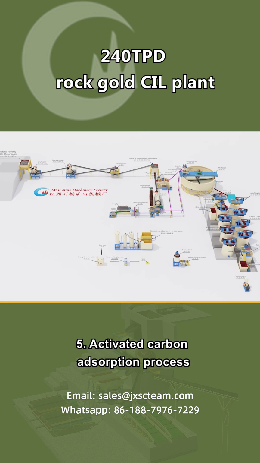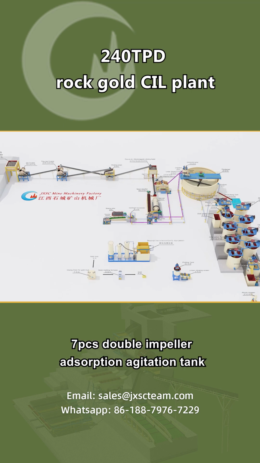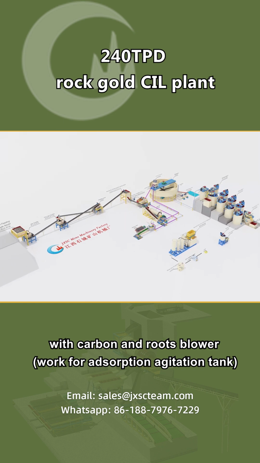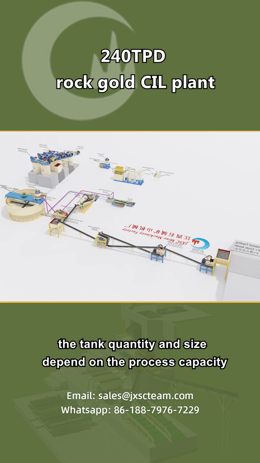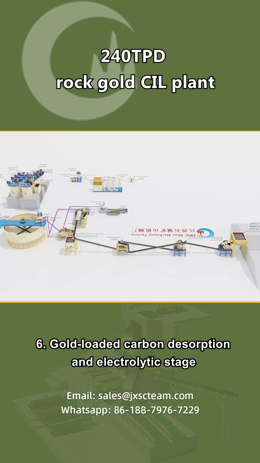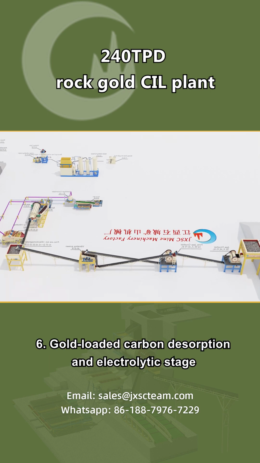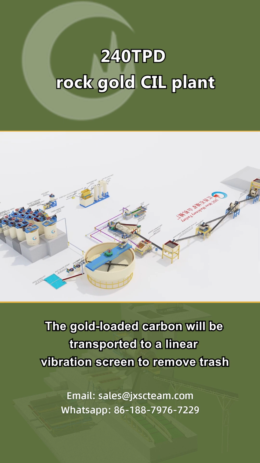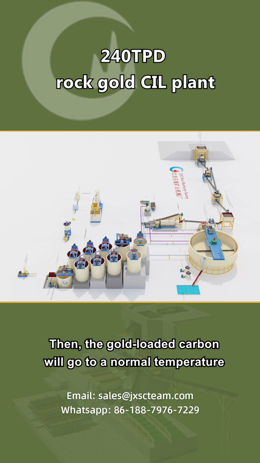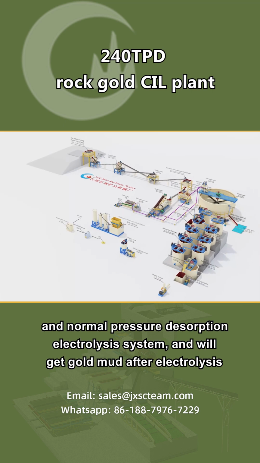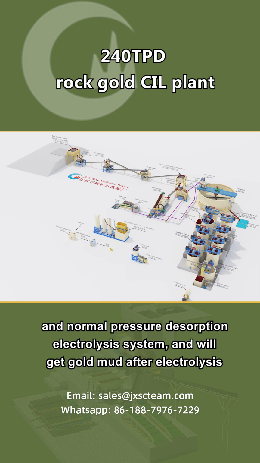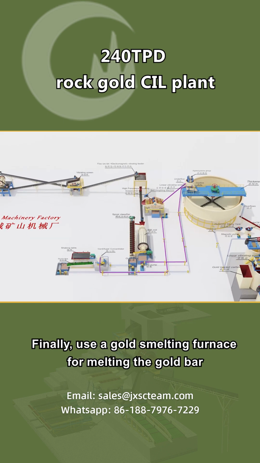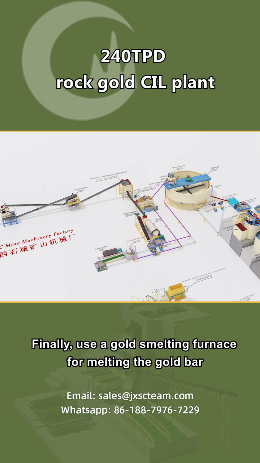5. Activated carbon adsorption process. 7 pieces double impeller adsorption agitation tank with carbon and roots blower work for adsorption agitation tank. The tank quantity and size depend on the process capacity. 6. Gold-loaded carbon desorption and electrolytic stage. The gold-loaded carbon will be transported to a linear vibration screen to remove trash. Then the gold-loaded carbon will go to a normal temperature and normal pressure desorption electrolysis system and will get gold mud after electrolysis. Then dry the gold mud in a drying oven. Finally, use a gold smelting furnace for melting the gold bar.